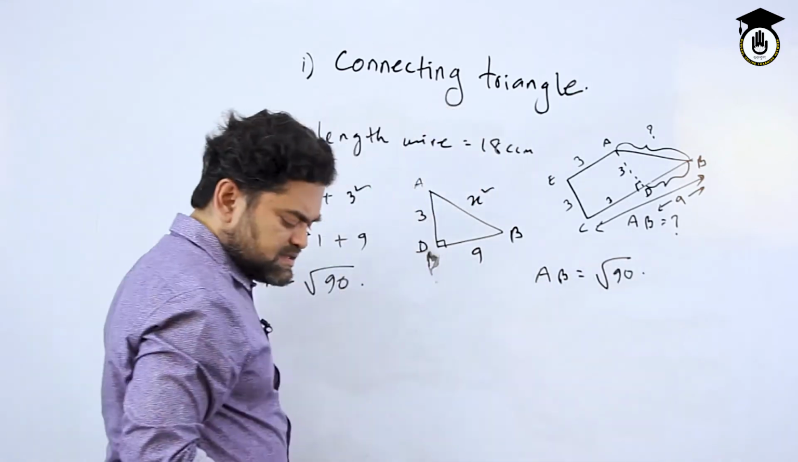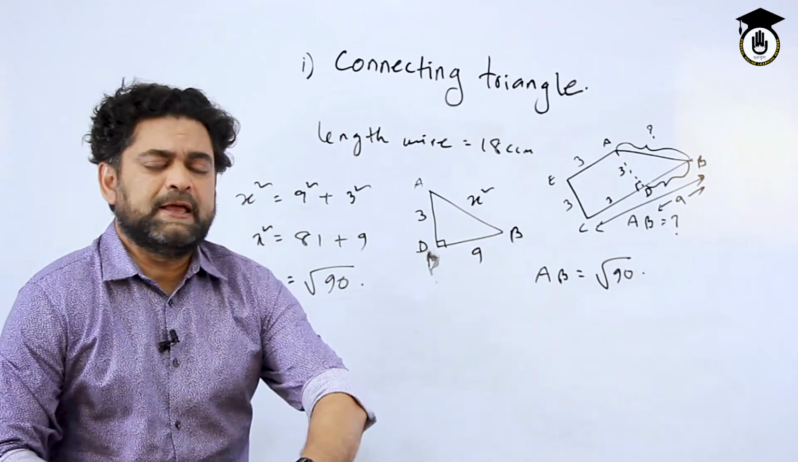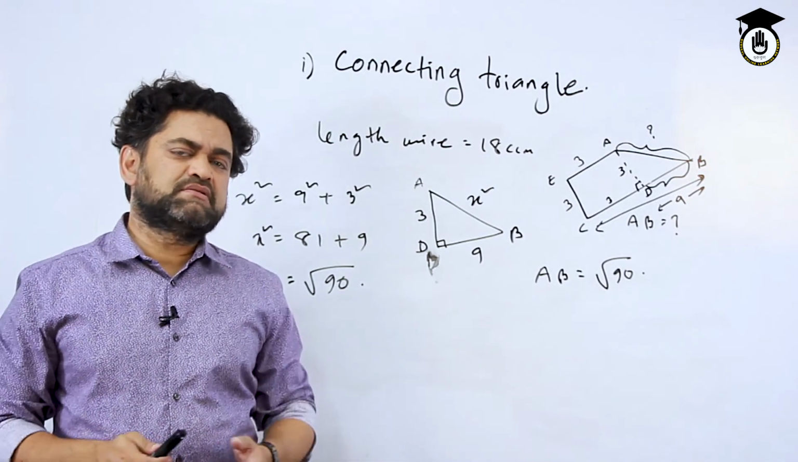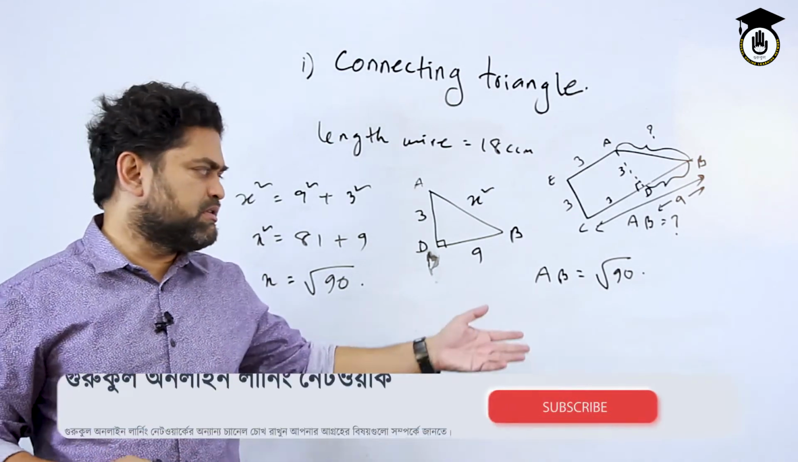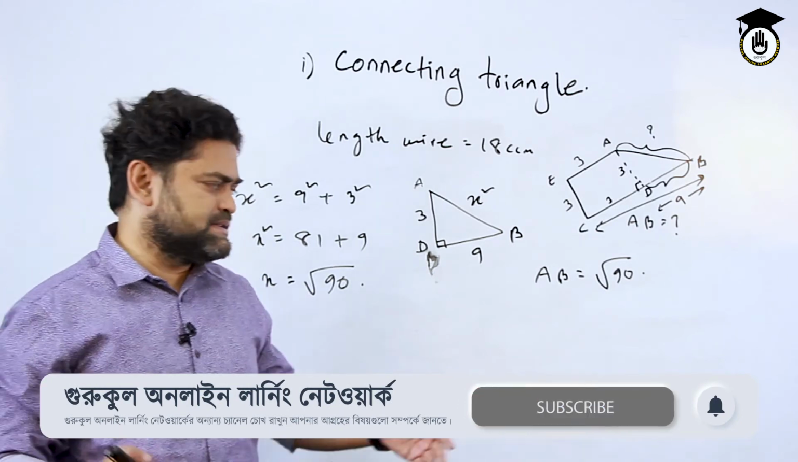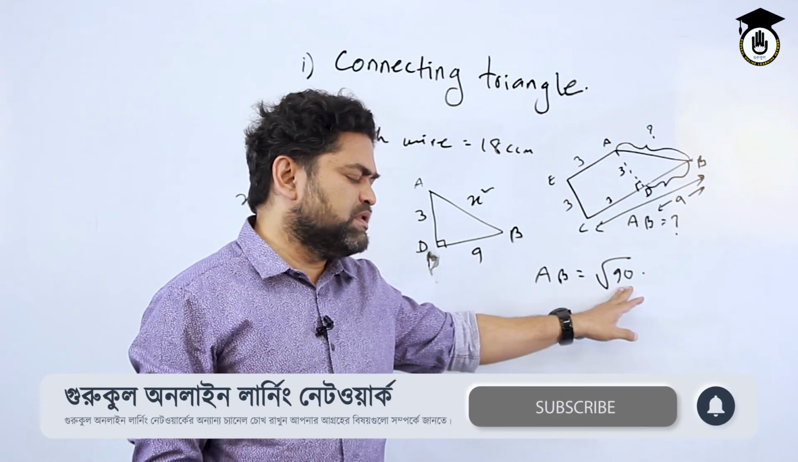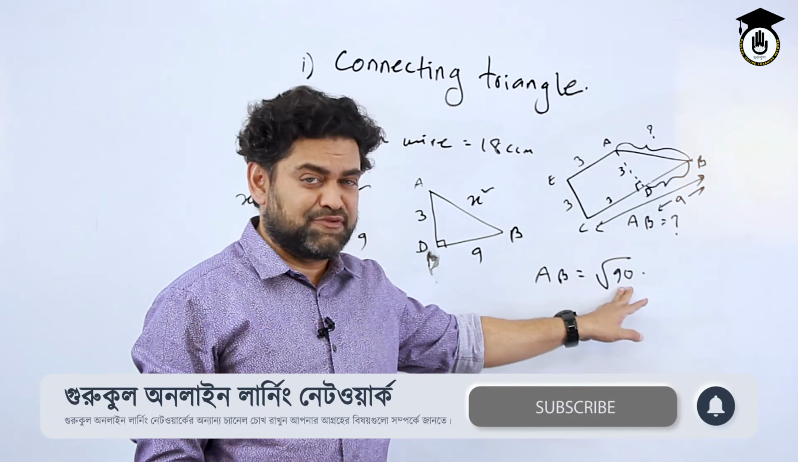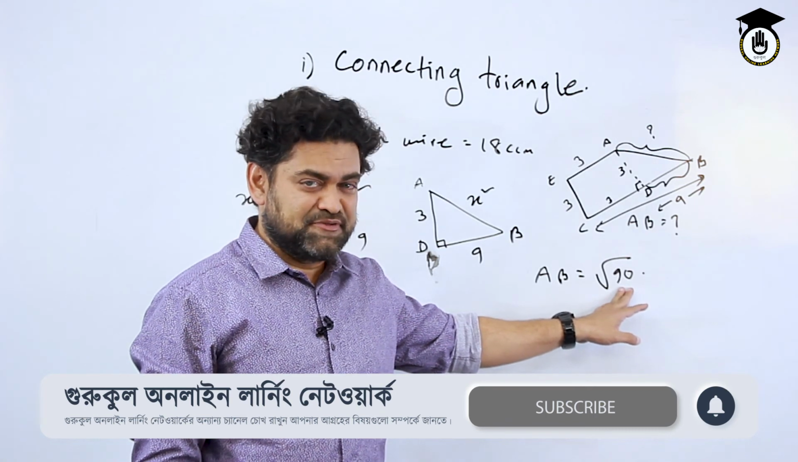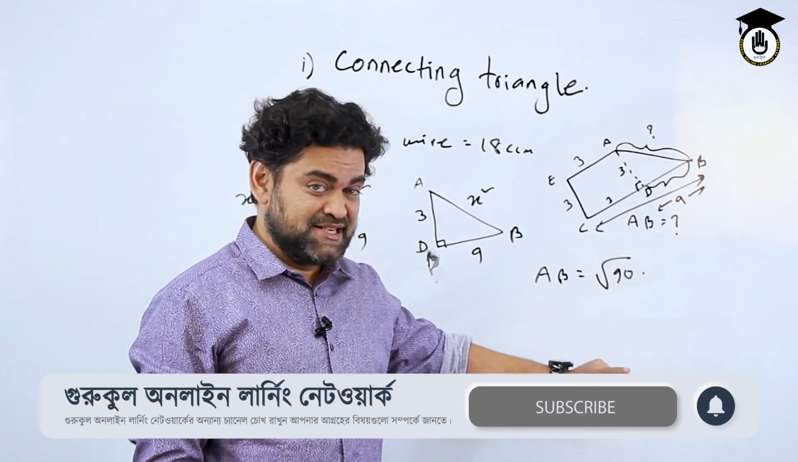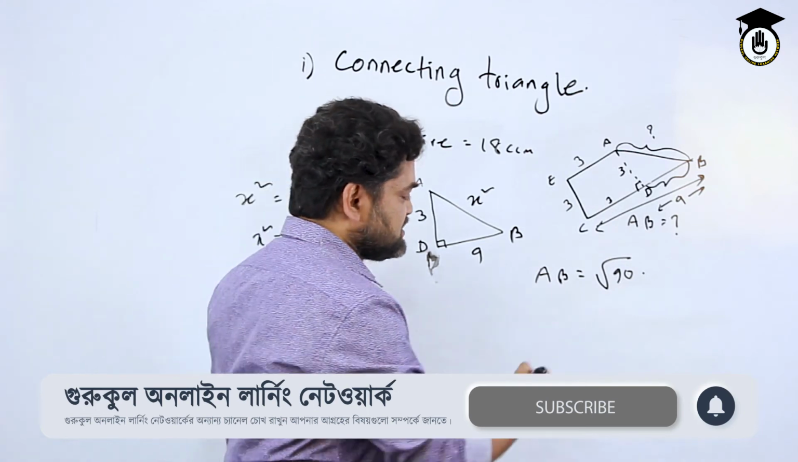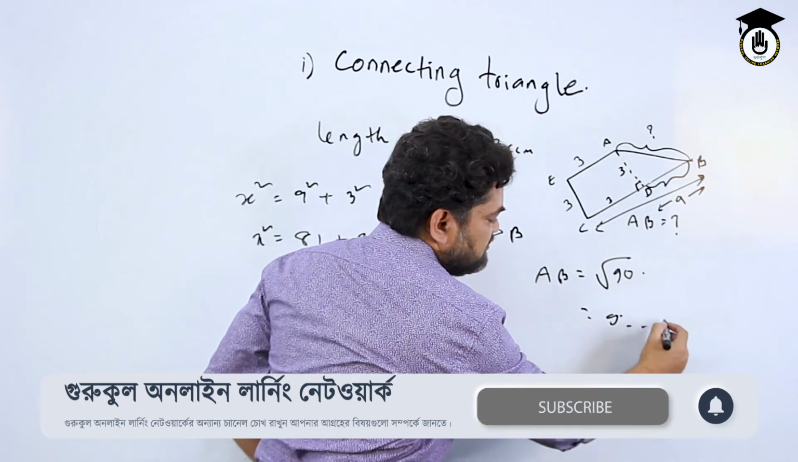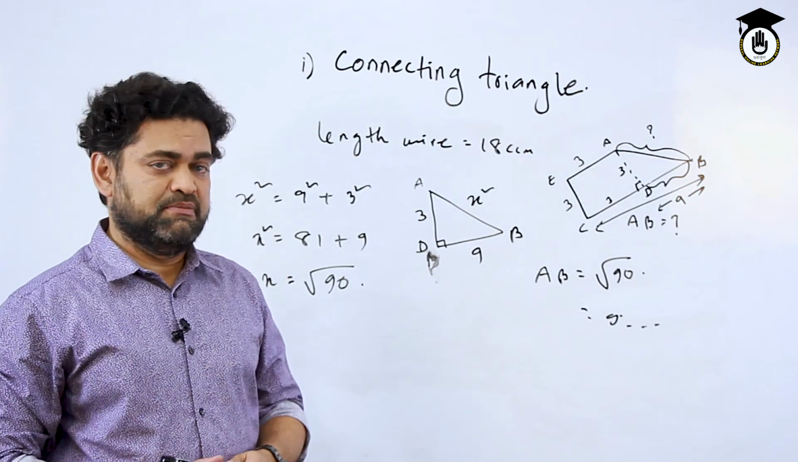Some of the answers I'm writing through the root again and again because I'm not using a calculator. If you have a calculator, you can find out the values. As I said, if it is 90, that means 7 squared is 49, 8 squared is 64, 9 squared is 81. So with 9 something, you will get the answer. 9 point something will be your answer.